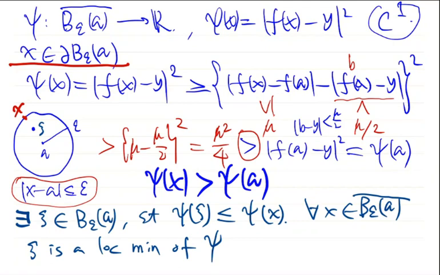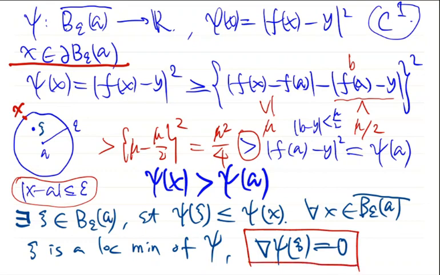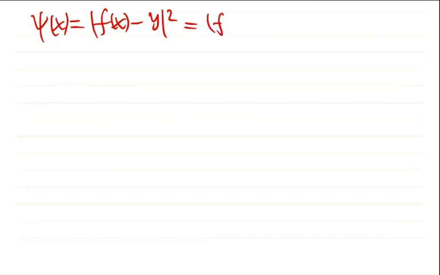But so the Psi is differentiable. Therefore, by the Fermat theorem, the gradient of Psi at C is 0. Okay. So we have this conclusion. Now we compute the gradient of our function Psi. Psi x is fx minus y squared, which can be considered as an inner product. Y is given, the variable is x.